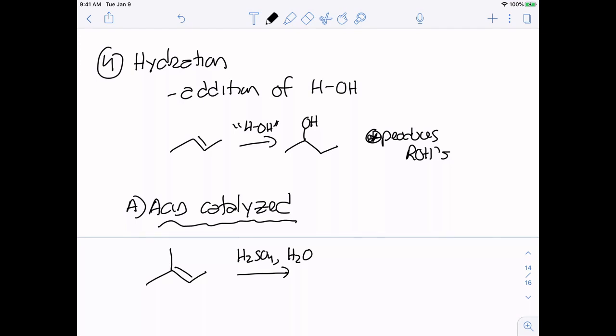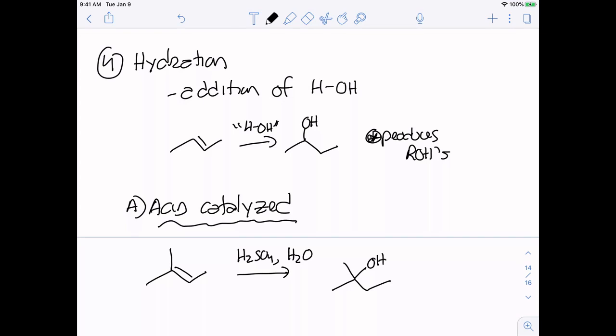I think on your reaction sheet I have water on top and sulfuric acid on the bottom. It could be the other way around. Remember, it doesn't necessarily mean anything where it is on the arrow. So I'm actually mixing this one up on purpose just so you don't get stuck in that rut. I find that people are starting to do that, so I'm just mixing that one up a little bit. And we're going to end up with an OH group on here.